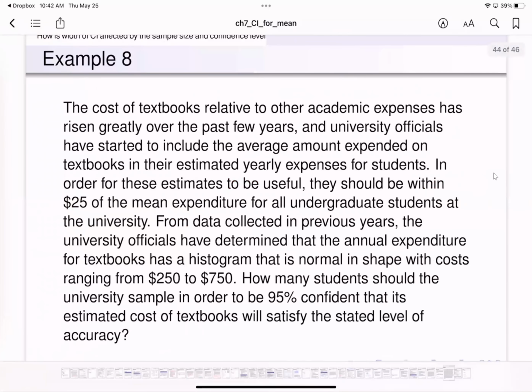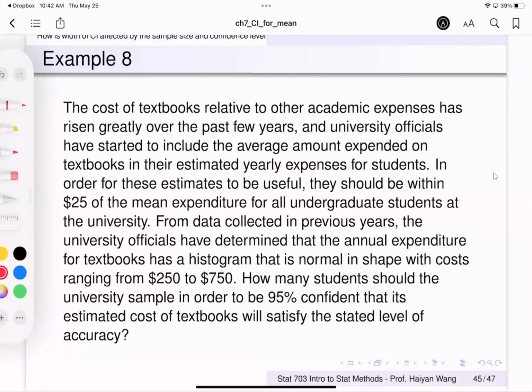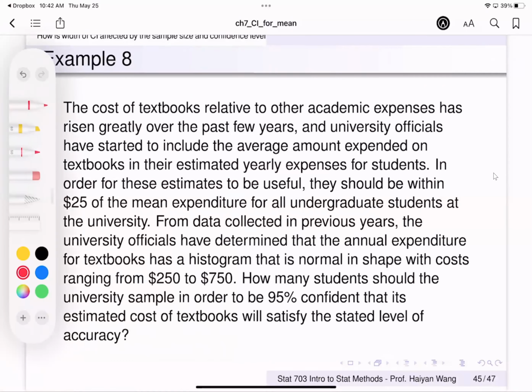The next one here, we want to consider the cost of textbooks, and this needs to be estimated. In order for these estimates to be useful, this question states that the estimate should be within $25 of the mean. So this is talking about the margin of error is 25.